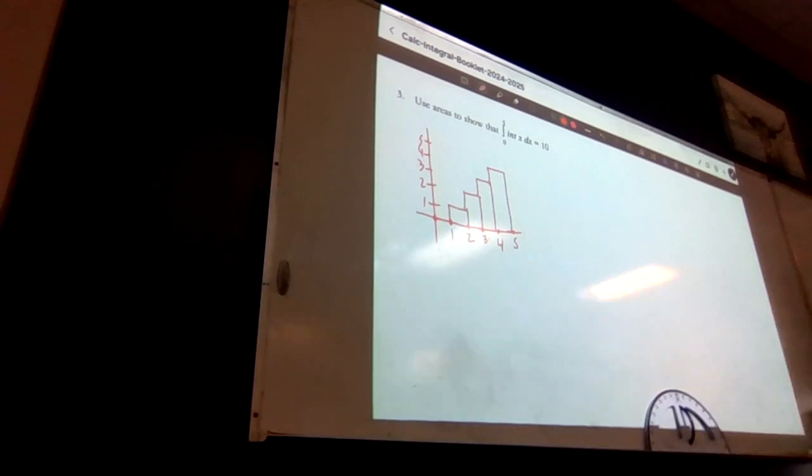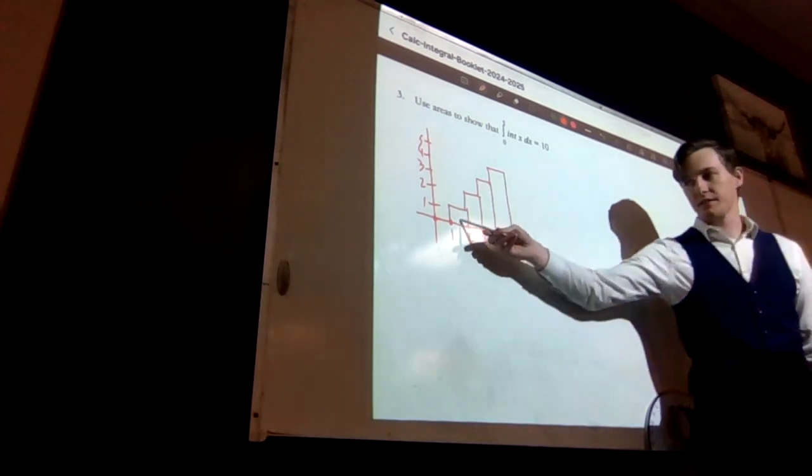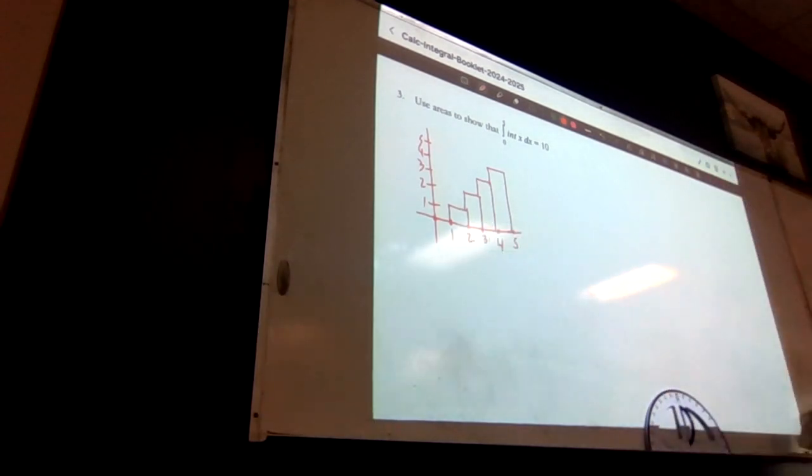So, how do we do this? What is the area of the first rectangle here? The area of this is going to be 1. The next area is 2, 3, 4. 1 plus 2 plus 3 plus 4 magically becomes 10.